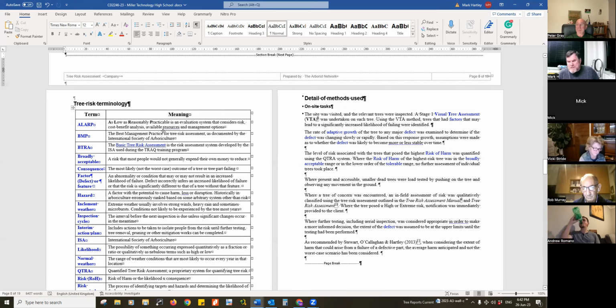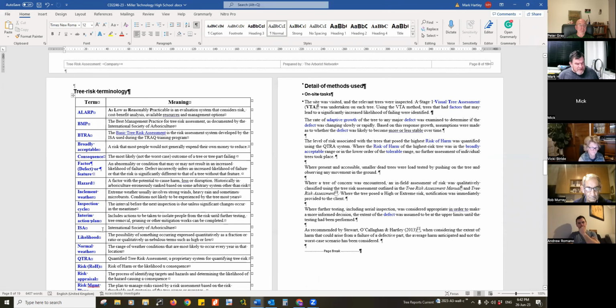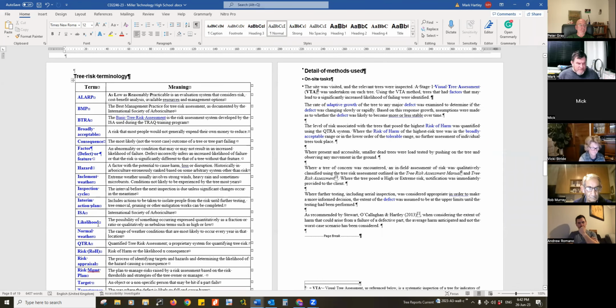That makes sense. An interim action plan. Not that I have one very often, but they're there. ISA, just because we refer to their publications and bits and pieces.